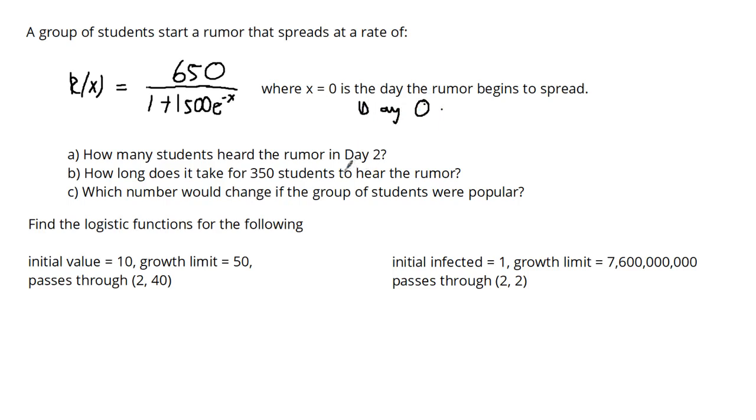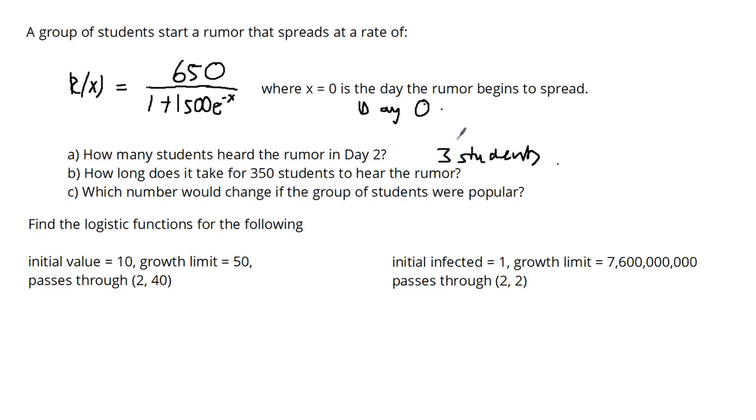So how many has heard in day 2? We'll have 650 over 1 plus 1,500 e to the power of minus 2, and that'll give us 3.18 students, which, let's round it down, we'll have 3 students.